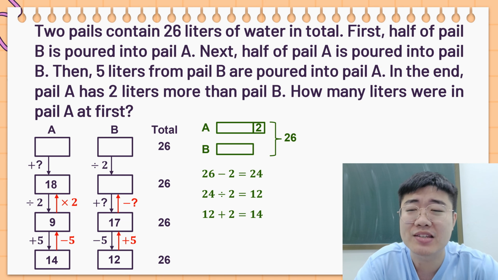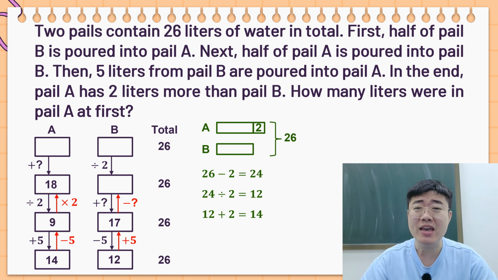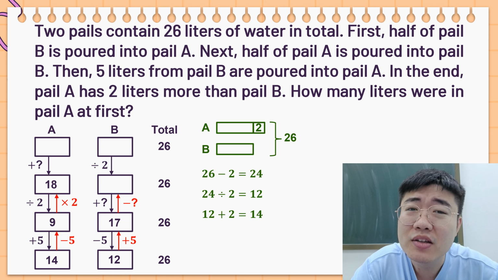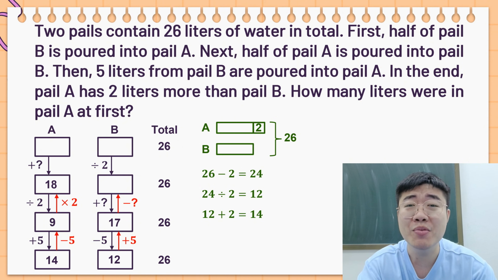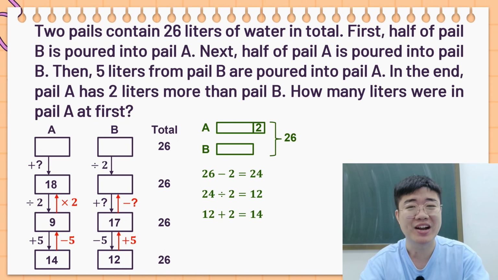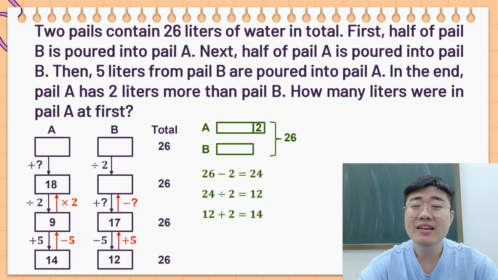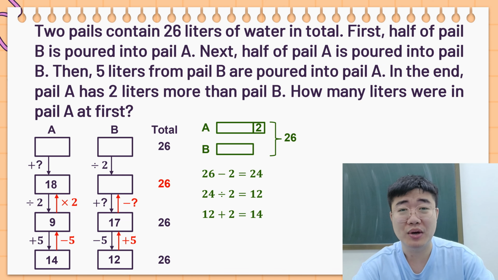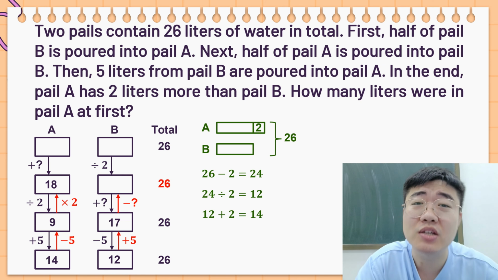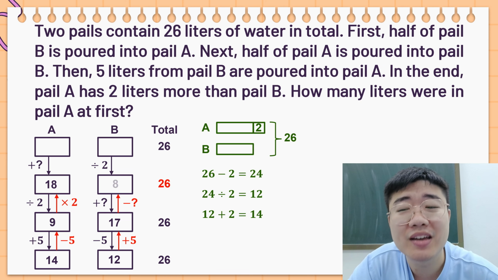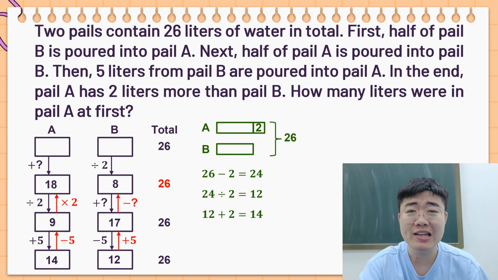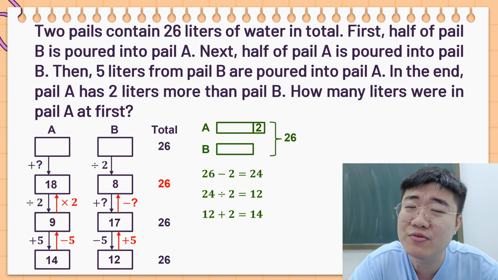So look at the second step here. We already know that A has 18 liters. Total is 26. Are we able to find B? Definitely, we are able to find B. So make use of the total, 26, minus the 18 liters in A. So B is 8. So let's go backwards all the way to the first step.